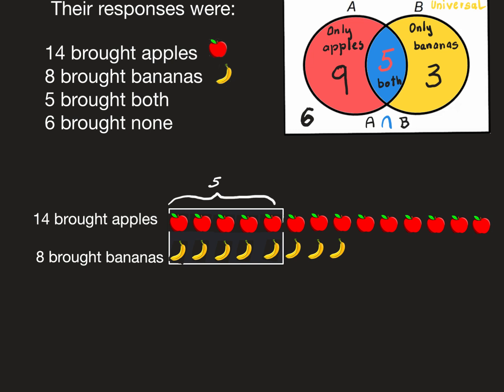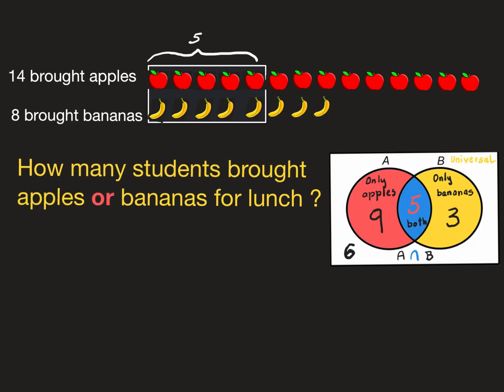Now we've drawn the Venn diagram, you may be quizzed on a number of questions, such as how many students brought apples or bananas for lunch? Now note that I've put the "or" in bold red because it's very important, because despite the fact that 14 brought the apples and 8 brought bananas, 5 of them brought both, and so we cannot count the ones who brought both twice. So we're going to be counting 9 plus 5 plus 3. That's how many students brought apples or bananas.